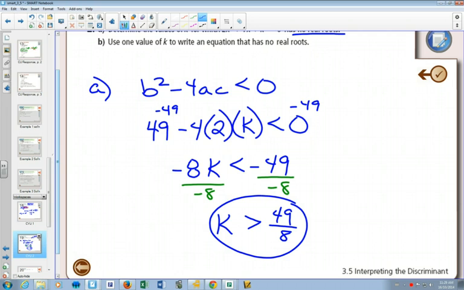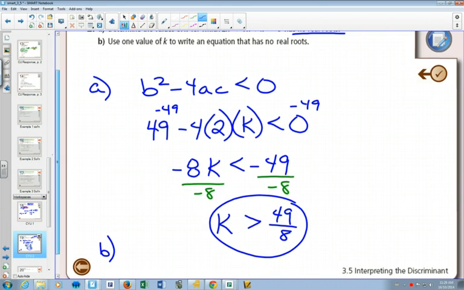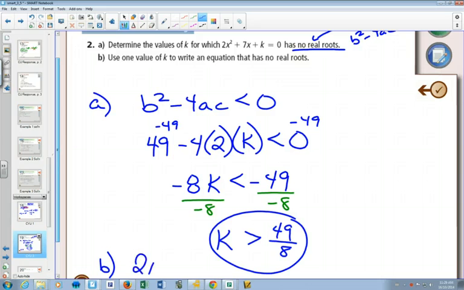So then, put in b, use one value of k to write an equation that has no real roots. You just have to pick one bigger than 49 over 8. Brett, you get the honor. Pick a number bigger than 6.125. To pick a whole number. 9. So if we would write the original equation, which was 2x squared plus 7x, and now we write plus 9 equals 0, that would be an example of an equation that would have no real roots.